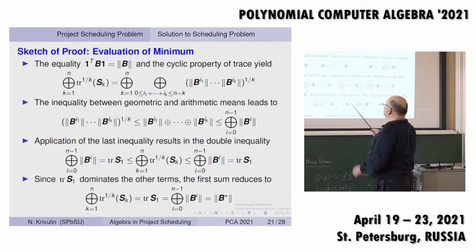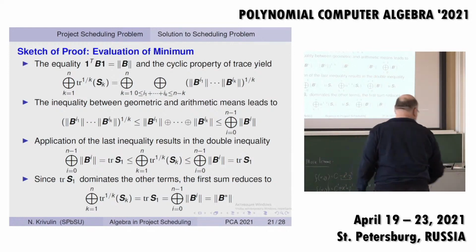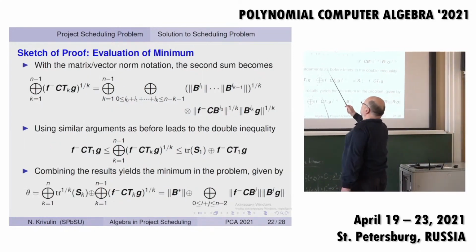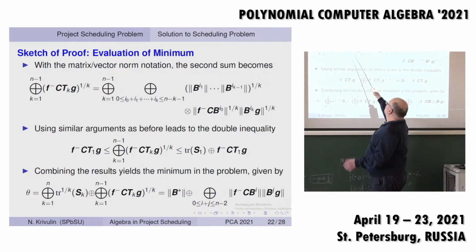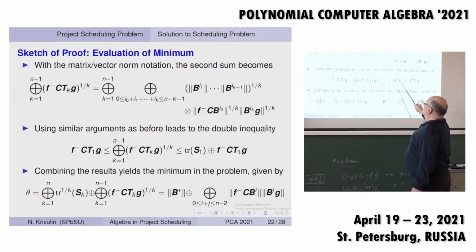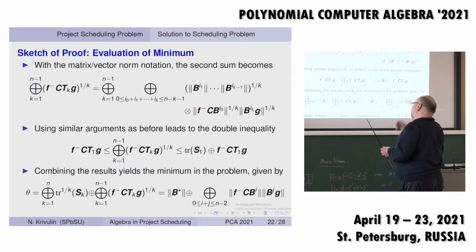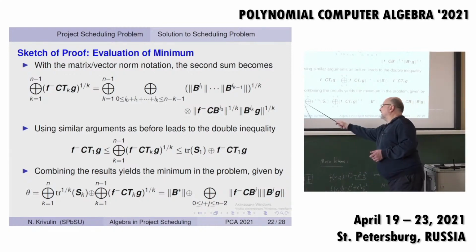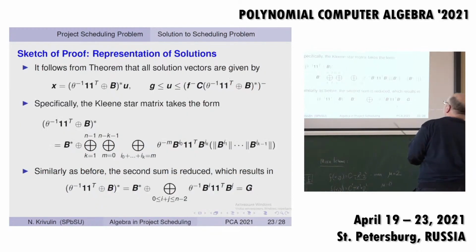If we do that, we can see that this is equal to this expression. This is the first part in the expression for the minimum of the objective function. This is the second part in the sum, which describes the minimum of the objective function. It takes this form, and we can use the inequality between geometric and arithmetic means once again to get this result. Actually, the minimum of the objective function theta is calculated in this form, which is easier than the original form.